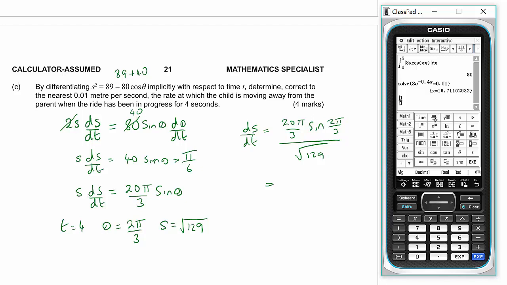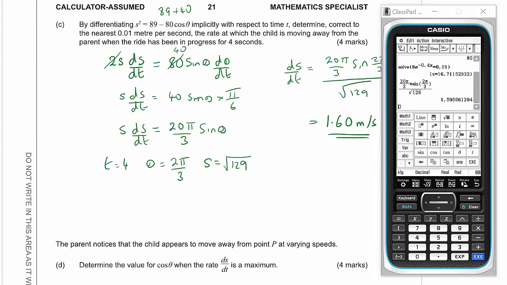So we get 20 pi divided by 3 multiplied by the sine of 2 pi divided by 3, all over the square root of 129. That gives us 1.60 meters per second.